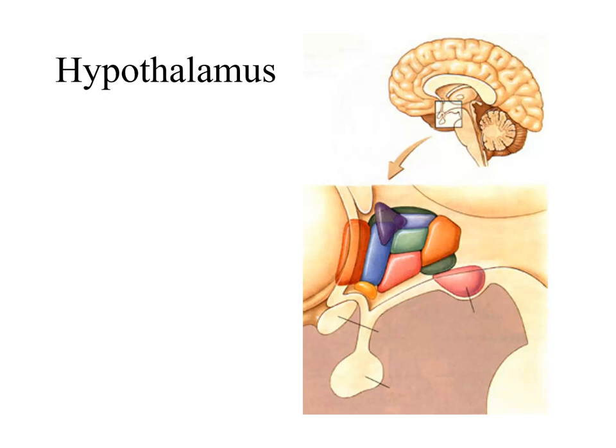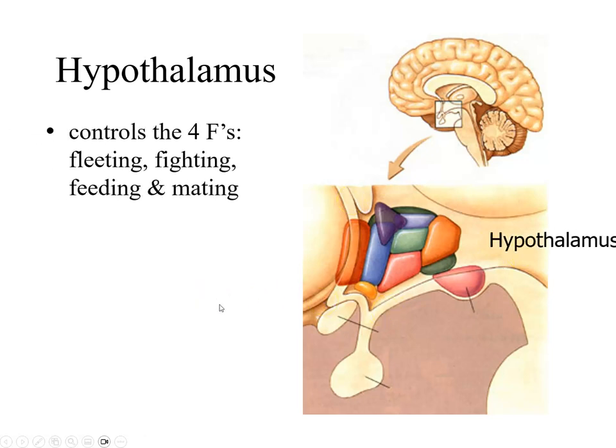So hypo, below, thalamus. Isn't that nice? So the hypothalamus is below the thalamus. If we zoom in on this little triangular area here, there are a number of different areas that make up this hypothalamus. We're not concerned about that. We're just going to call this whole triangular area the hypothalamus.